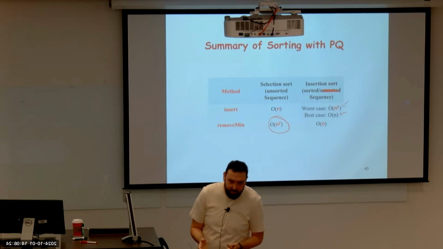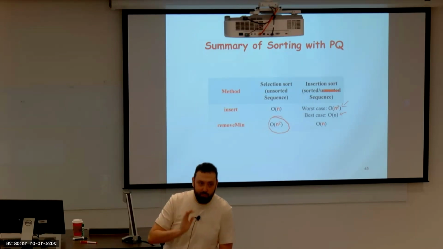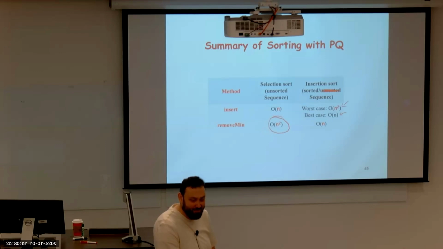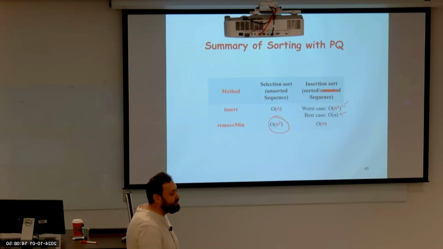Now, if I ask you a question, I'm just chit-chatting with you, non-formally asking you, what do you think? Which one is a bit better than the other one? A bit better. Tiny. Look at the table. Don't think, just look at the table. Look, for selection sort, insert is always O of n and remove min is always O of n squared. The other one has a worst case and a best case. That means which one is maybe a bit better? The insertion sort or the selection sort?